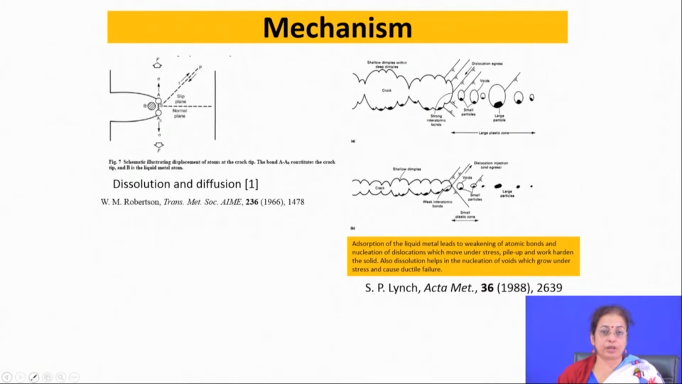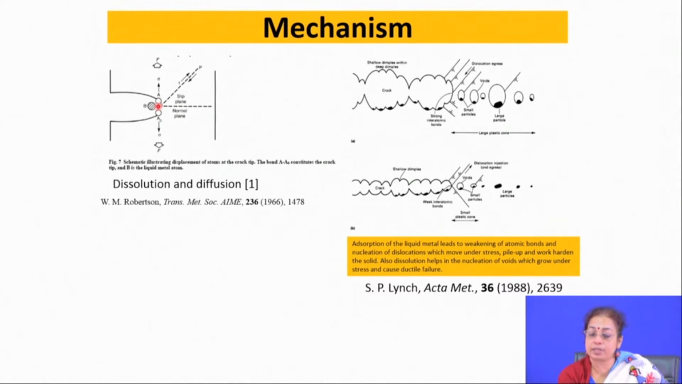propagates. The first mechanism of crack initiation and propagation is dissolution and diffusion. Whenever the crack tip faces liquid metal, it dissolves the stressed part, and because of the dissolution and subsequent diffusion, the interatomic bond strength in that region decreases, as a result of which crack propagation occurs at a much faster rate. So, this is one mechanism.